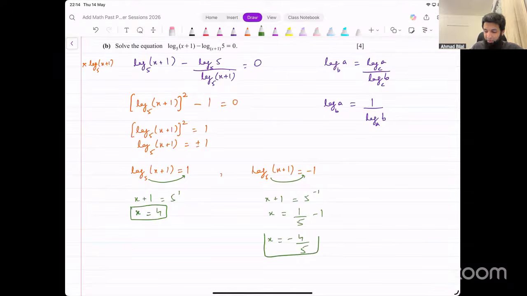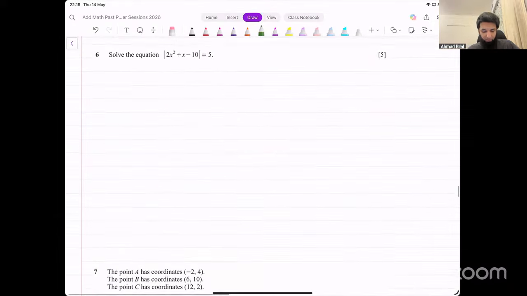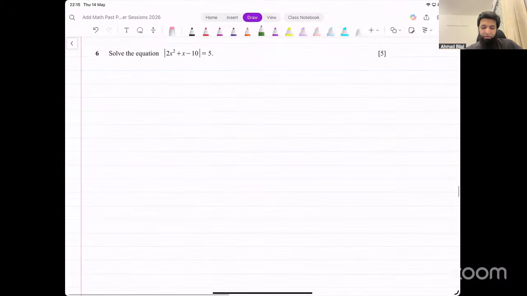Sometimes it can happen that one of the answers will make some log undefined. You'll have to ignore that answer. Okay, let's move on now. Question number 6. Okay, we'll get to question number 7 as well. We're almost there. Let's try this now. Solve this equation.